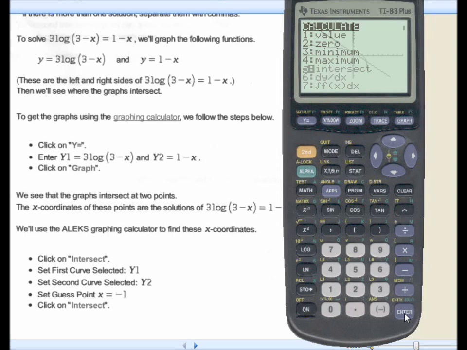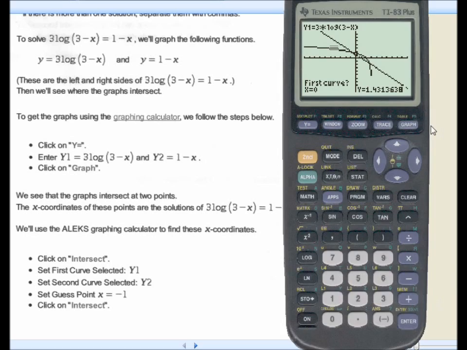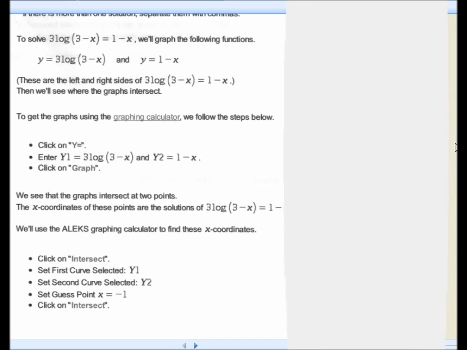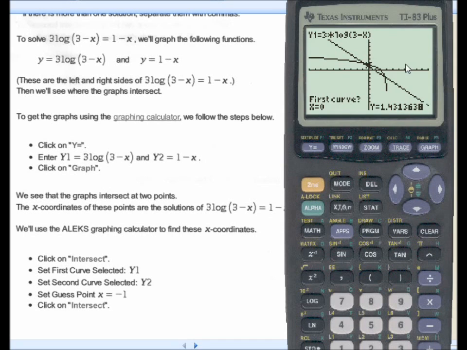I hit enter. And it says first curve. Notice there's 2 intersect points here, and I'm going to make this a little bit bigger so it's easier to see. Okay, there's 2 points here. This curve, which is y1, intersects this one at this point and at this point. We need to find both of those.